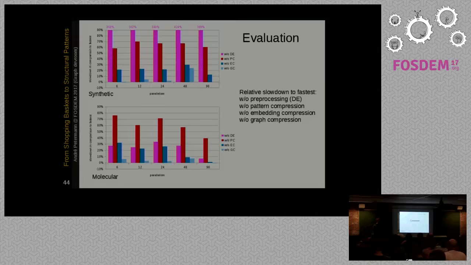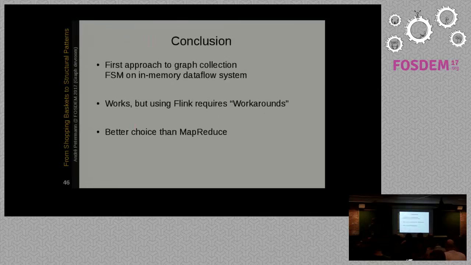All right. So, conclusion: what we did is the first approach to graph collection frequent subgraph mining using an in-memory data flow system. There are MapReduce approaches, but in this kind of system, to the best of our knowledge, we're the first. And we support directed multigraphs from arbitrary string-labeled input. So you can just enter a string-labeled input file, and you get string-labeled patterns. We do not need to do any external pre-processing.